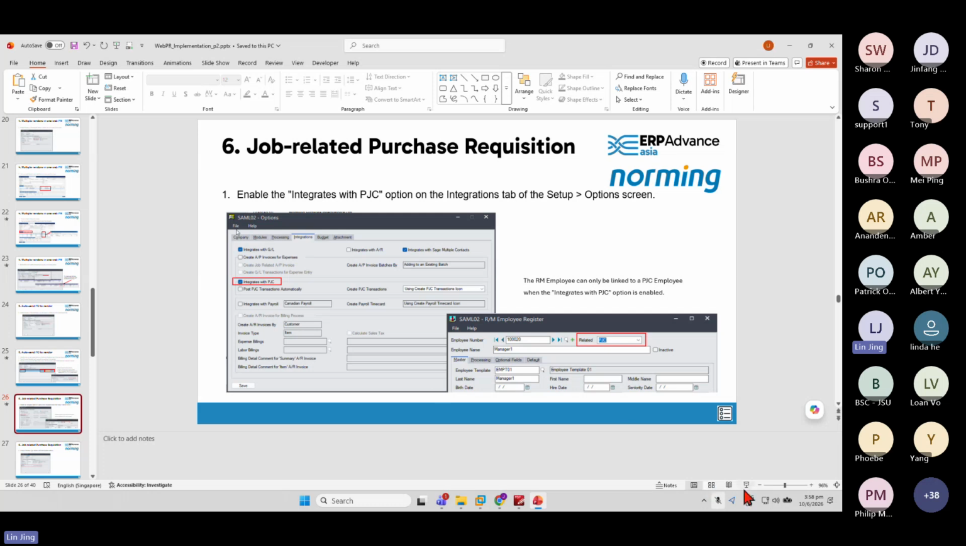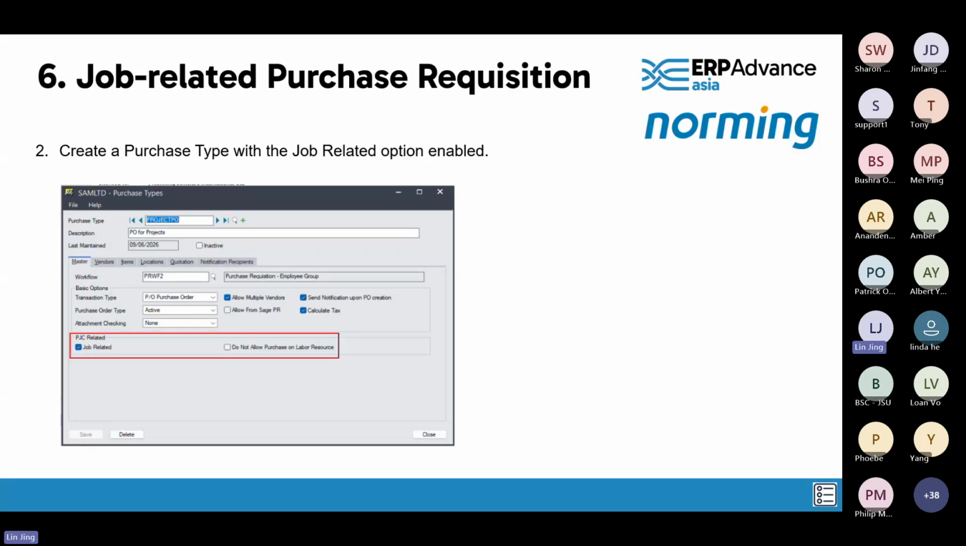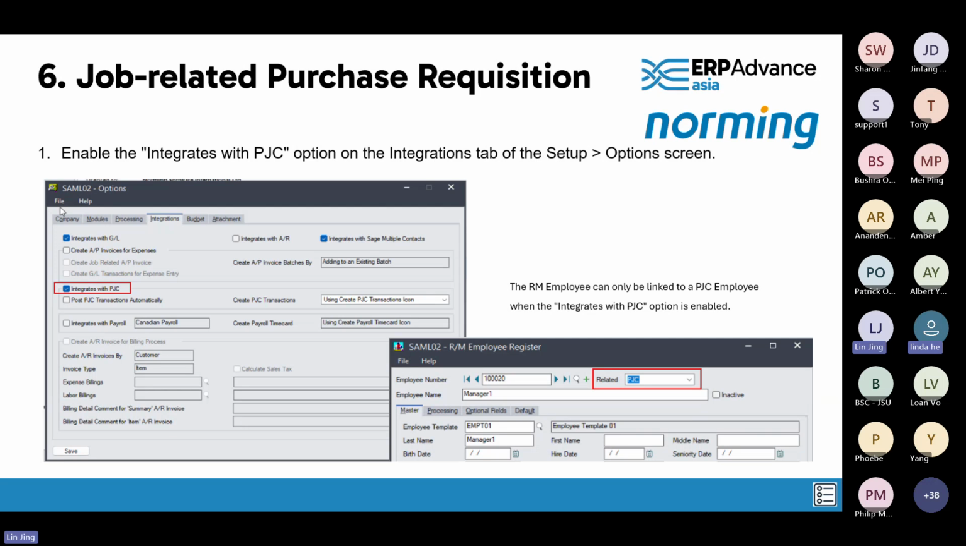Sorry Lin Jin, sorry to interrupt. Could you please go back to the last slide about the PJC related? It's just for timesheet and expenses. It's not for PR.